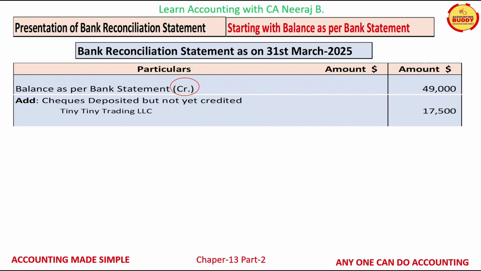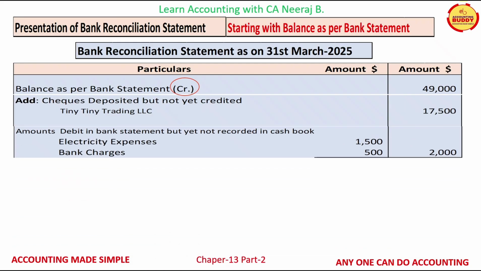Now the transactions which are debited in the bank statement and have resulted into decrease in the bank statement balance and have not been recorded in the cash book will be added to the bank statement balance. Therefore, electricity expenses of $1,500 and bank charges of $500 debited in the bank statement fall under this category. Therefore, the amounts will be added to the balance as per bank statement.